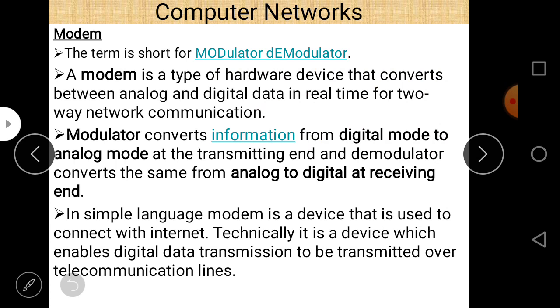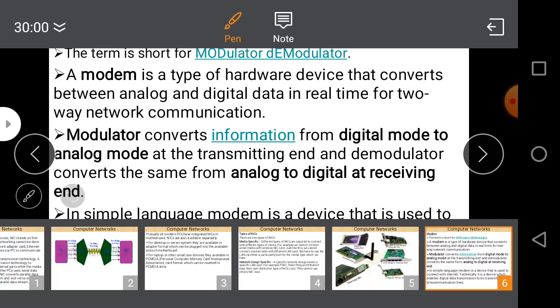So signals are converted from analog to digital and digital to analog when we send data from one computer system to another computer system. The process of converting digital data to analog is called modulation, and this part is done by the modulator, and analog to digital conversion is called demodulation. So modem basically stands for modulation and demodulation process. In simple language, modem is a device that is used to connect with the internet. That is a very important part.